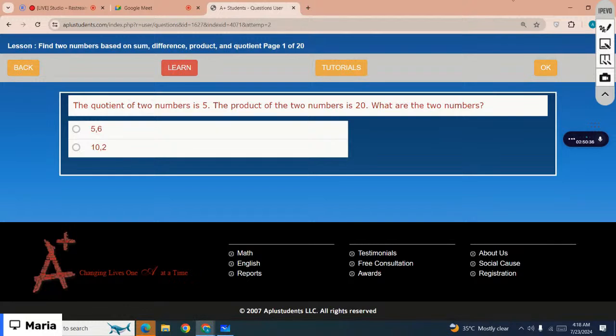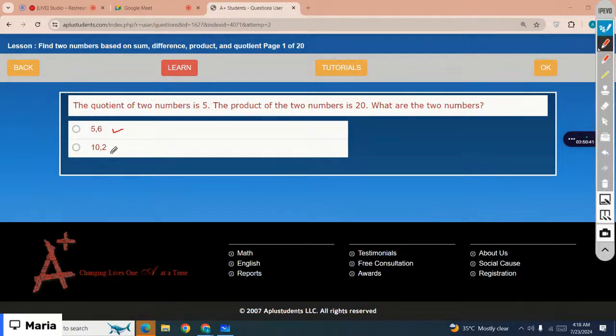Quotient means you are going to divide, right? You cannot divide 5 by 6, right? You have a remainder in this case. Just look at the second one. 10 divided by 2, 2 times 5 is 10. And when you multiply them 2 times 10 makes 20. So option number 2 is the correct option. Right, when you divide, the answer is 5, and when you multiply, the answer is 20. Got it?